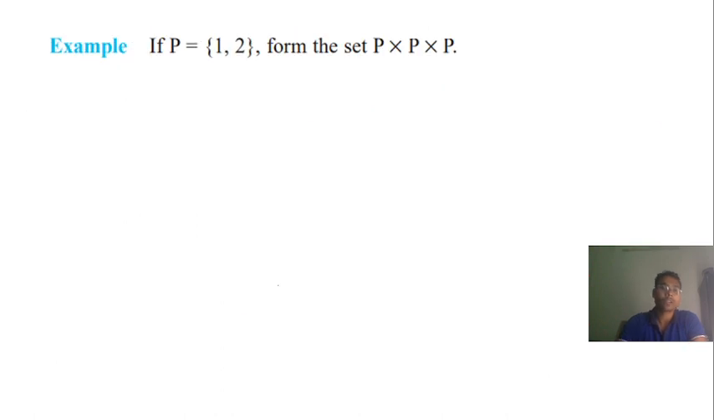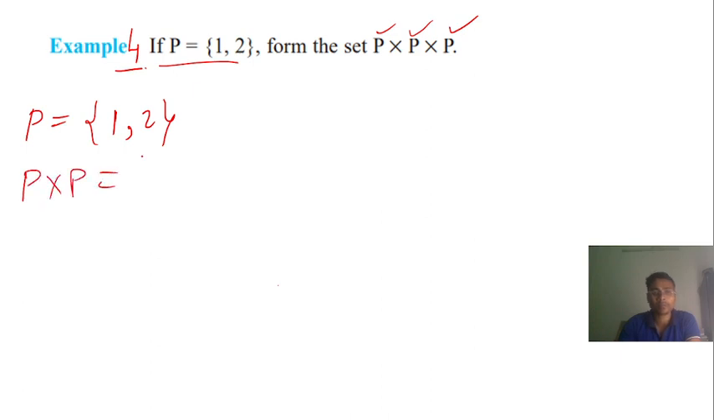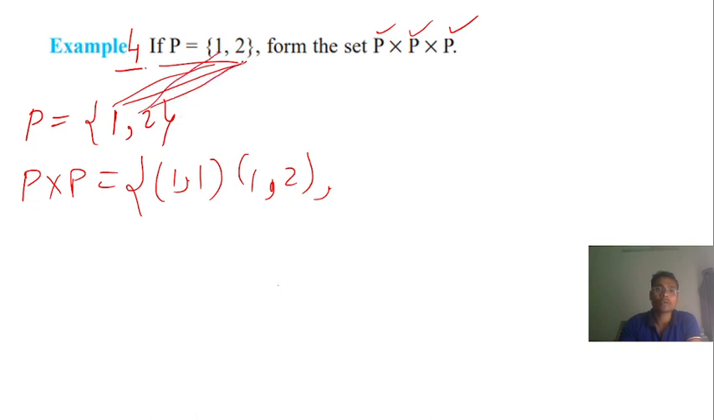union A cross C. Coming to our fourth example of this chapter, 1 comma 2 is the P set, and we need to find an ordered triplet of the set. So we will first do P cross P, that means the doublet. Writing P cross P, 1 should be written with 1 and 1 should be written with 2: 1 1 and 1 2. And then 2 will be written with 1 and 2 will be written with 2: 2 1 and 2 2. So P cross P is written.